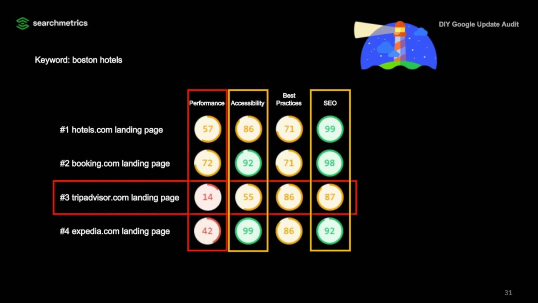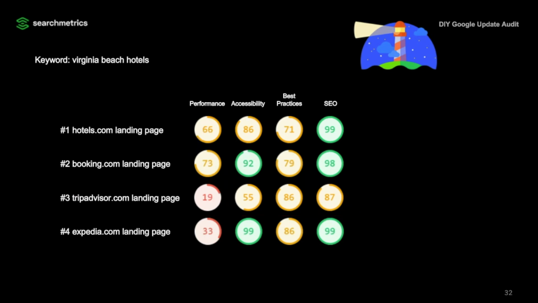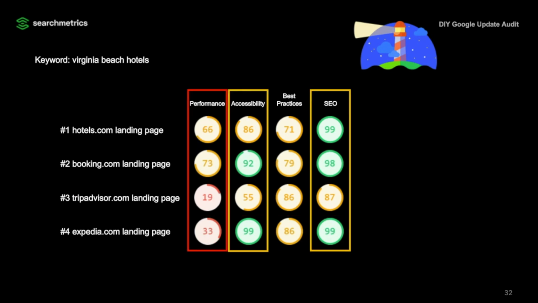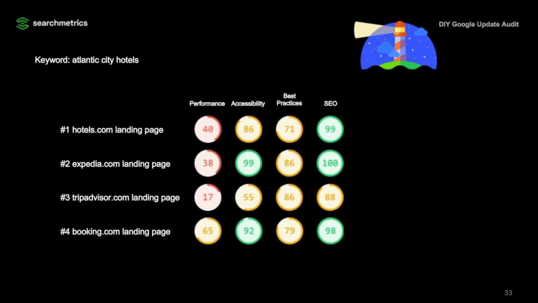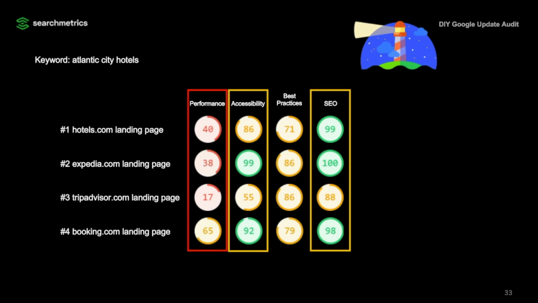Maybe this is just a one-time thing. But looking into Virginia Beach hotels, we see the very same picture. So they are the worst in performance and accessibility compared to the other domains, and even in SEO. And for Atlantic City hotels, this is the very same. So if they want to improve on these points, what are the most important ones to look at?